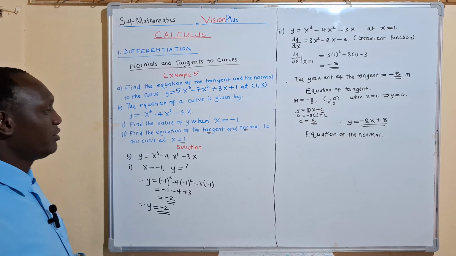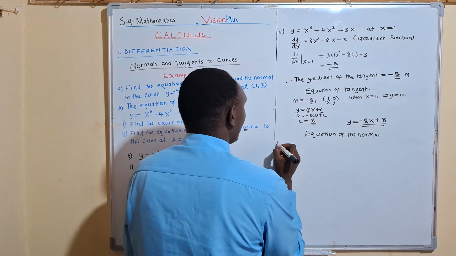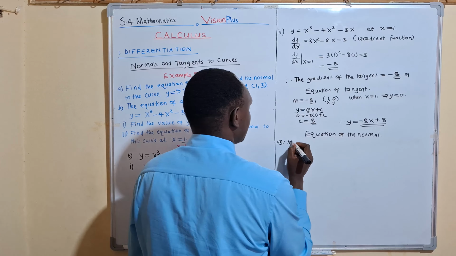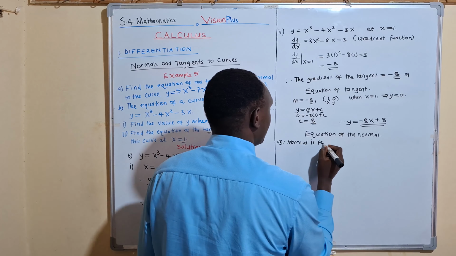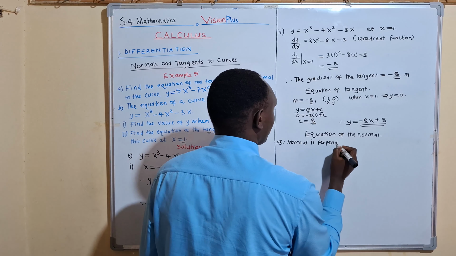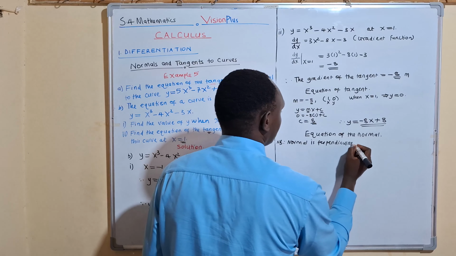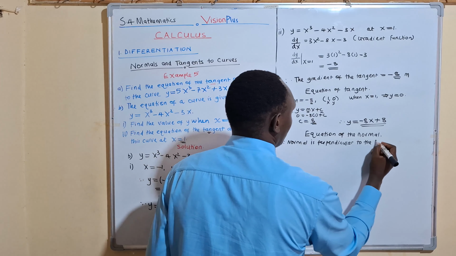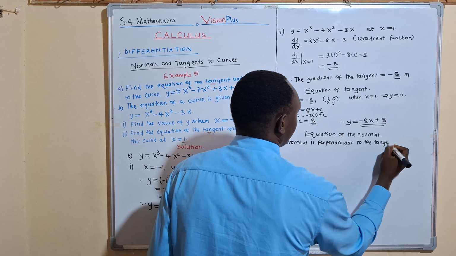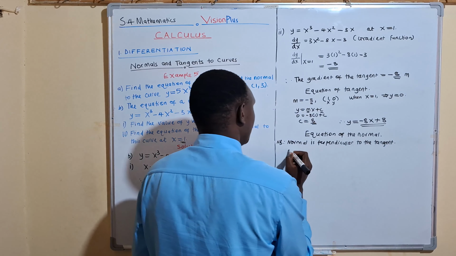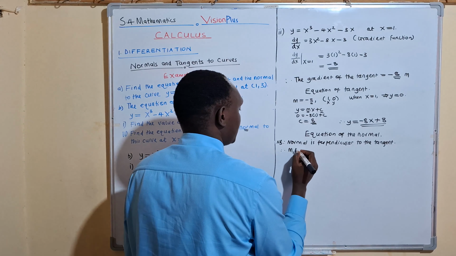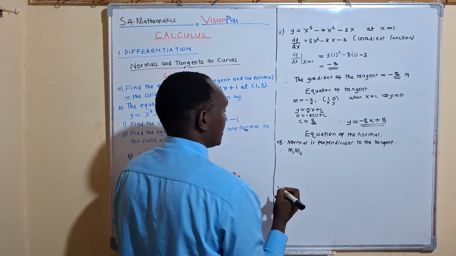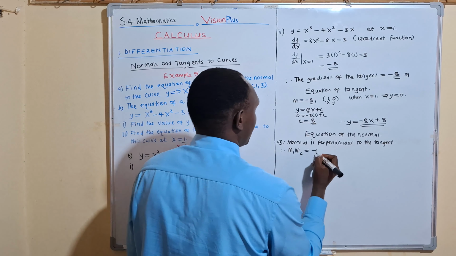Equation of the normal, what do we know? We know that the normal is perpendicular to the tangent. They are perpendicular lines. What does that imply? It implies that if you multiply the gradient of the first line by the gradient of the second line, it gives us -1.